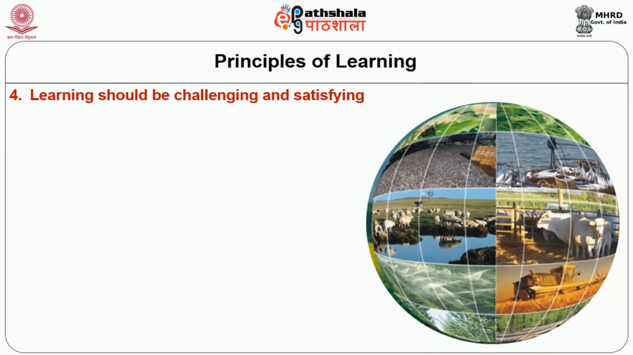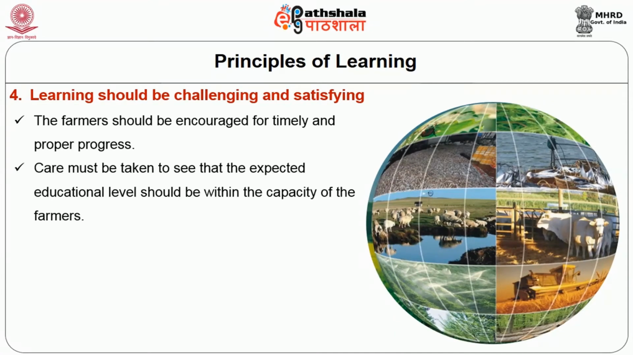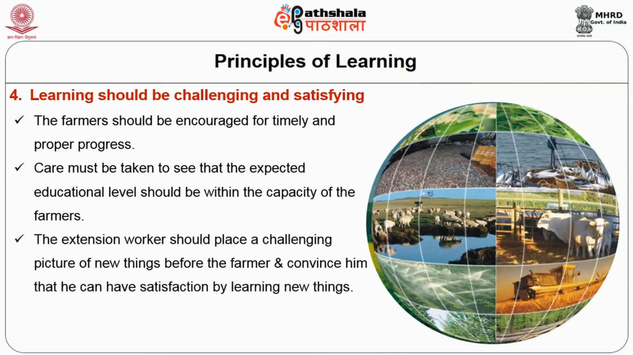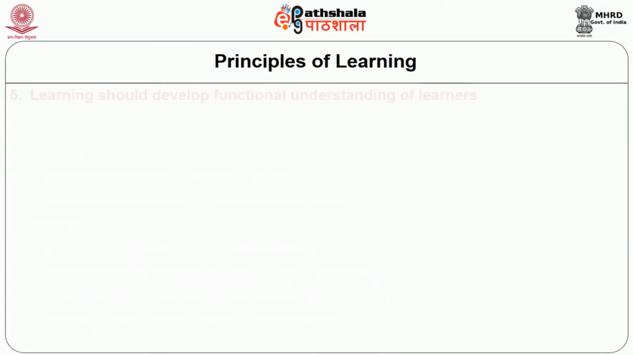Learning should be challenging and satisfying. The farmer should be encouraged for timely and proper progress. Care must be taken to see that the expected education level is within the capacity of the farmers. The extension worker should place a challenging picture of new things before the farmer and convince him that he can have satisfaction by learning new things. While doing this, a friendly atmosphere should be maintained.